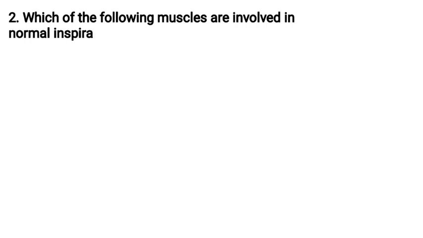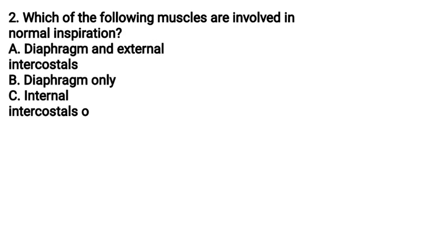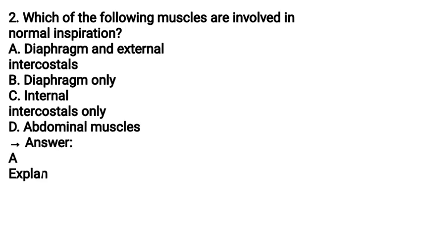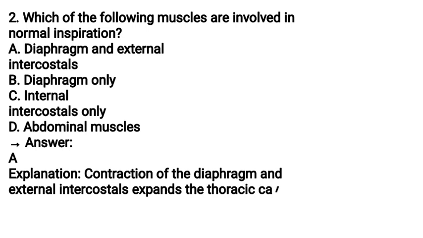2. Which of the following muscles are involved in normal inspiration? A. Diaphragm and external intercostals. B. Diaphragm only. C. Internal intercostals only. D. Abdominal muscles. Answer A. Explanation: Contraction of the diaphragm and external intercostals expands the thoracic cavity during inspiration.